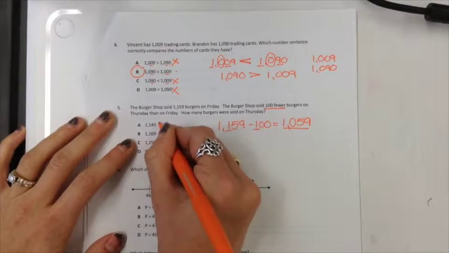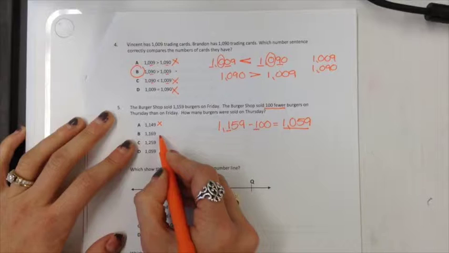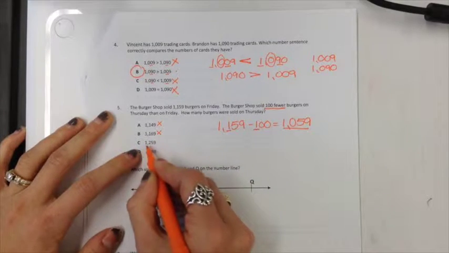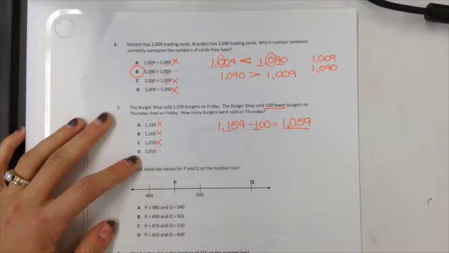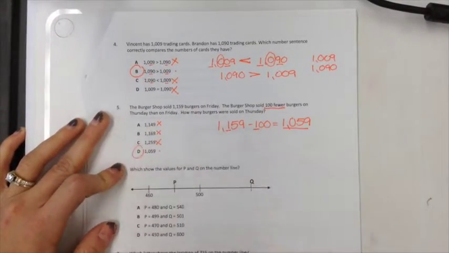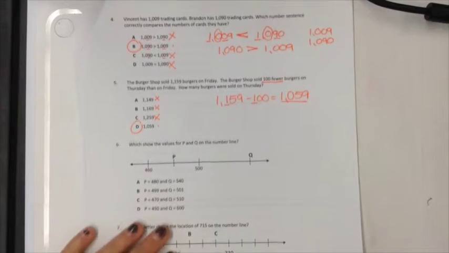Checking my answer choices. 1,149? No. 1,169? No. 1,259? Again, no. D is 1,059. That's what we got. D is your answer.